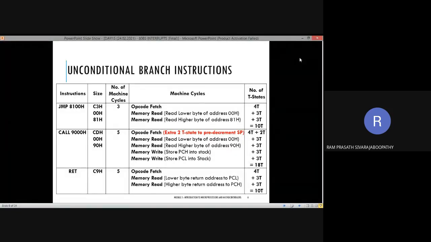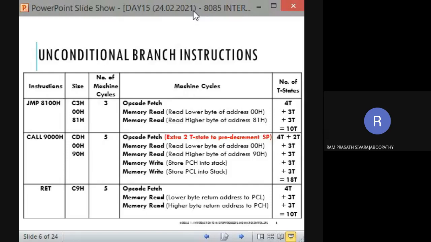In the case of jump operation, we have the opcode C3. So the first machine cycle is opcode fetch. Then the memory address has to be read by the CPU, so it takes 2 memory read machine cycles, so that it can read the lower byte then the higher byte. After it fetches the whole instruction, it knows that the address must be placed in the program counter. So that's all about the jump instruction.